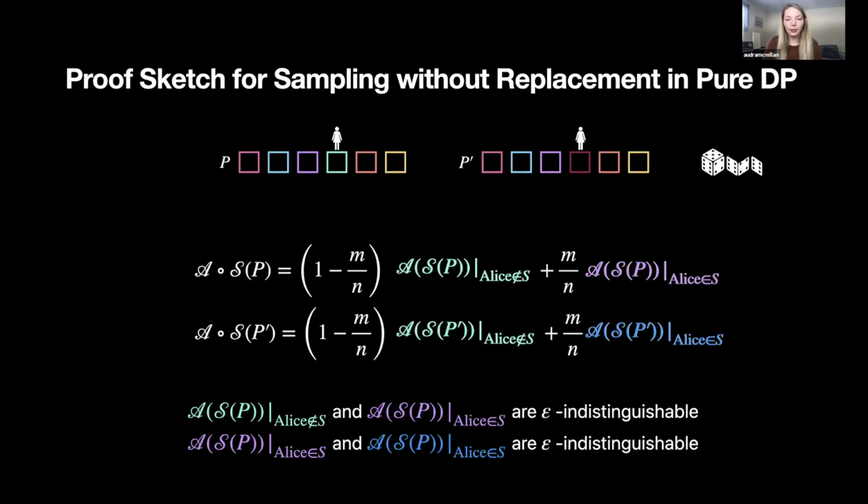Let's first look at the distribution on P when Alice is not in the sample and the distribution on P when Alice is in the sample. I can turn a sample that doesn't contain Alice into a sample that does contain Alice just by substituting her in for a random person. Those two samples only differ on one person, so they're neighbors. And so the fact that A is epsilon differentially private implies that A on those two samples is epsilon indistinguishable, and that implies that these two mechanisms are epsilon indistinguishable.